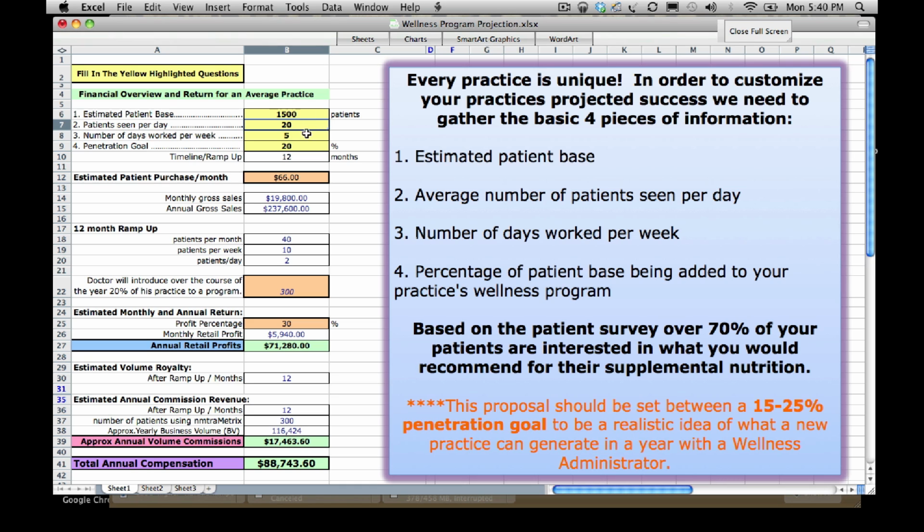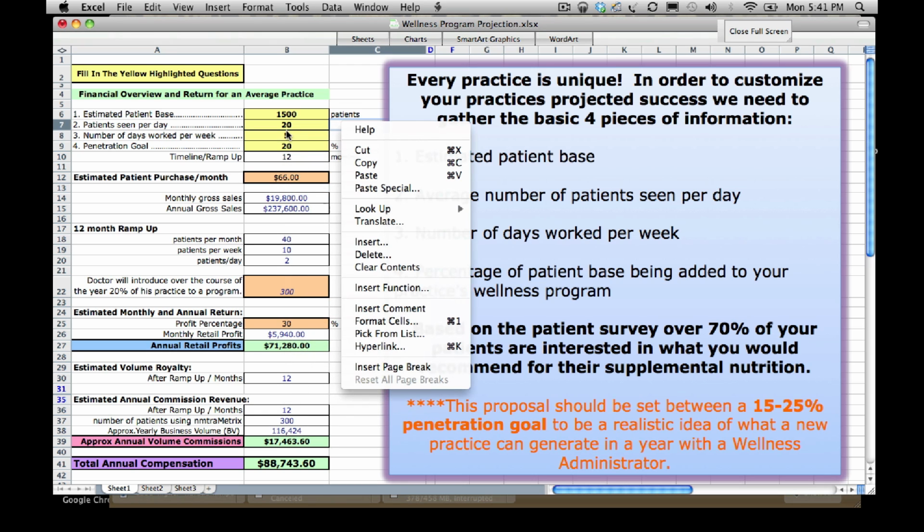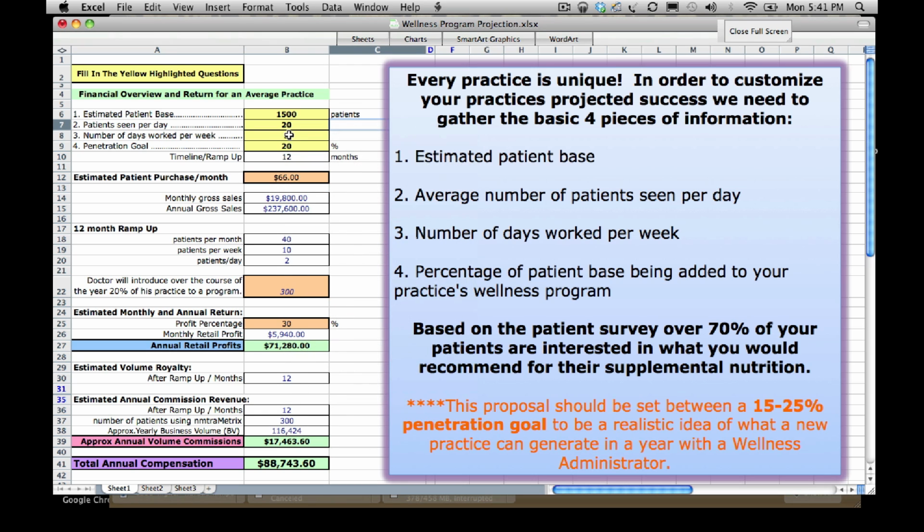Again, mostly you're going to be modifying just the first 3 questions. The number of days they work per week, quite frankly, doesn't really modify the program unless the numbers are really low in the estimated patient base. So you see I changed that to 4 days a week and we still have the same amount of revenue here because the end result is still the same. There's still going to be at the end of a year 300 patients ordering $66 worth of supplements.